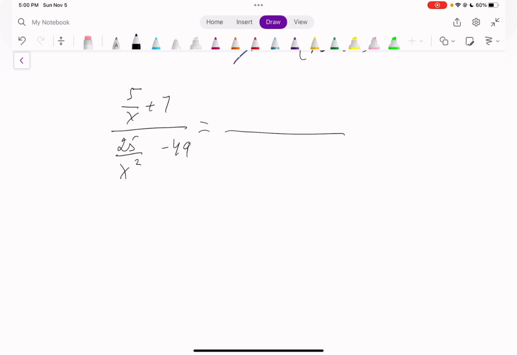5 over x plus 7, common denominator is x, right? Which means here will be, let me rewrite, okay. 5 over x plus 7. So I'm going to divide by x and multiply by x, right? To bring to the same denominator x. Now here, 25 over x squared minus 49. So common denominator x squared. Since here you don't have a denominator, that's why I divide by x squared and multiply by x squared.